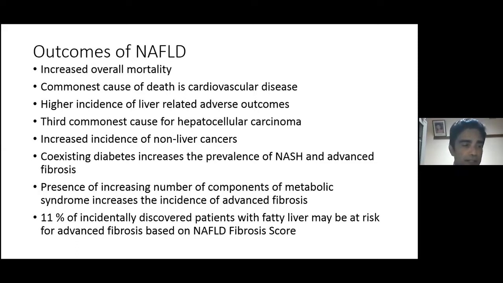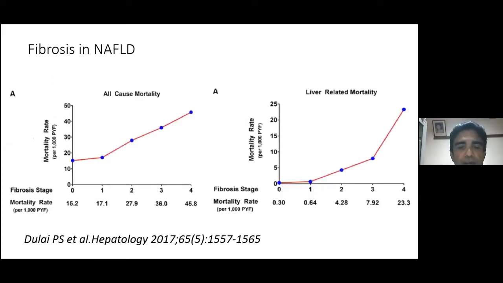And most importantly, 11% of incidentally discovered patients with fatty liver may be at risk of advanced fibrosis even at the time of finding, according to the NAFLD fibrosis score. So fibrosis is one of the main determinants of mortality in patients with non-alcoholic fatty liver disease. It affects all-cause mortality and liver-related mortality also. As the fibrosis stage advances, mortality also goes up.